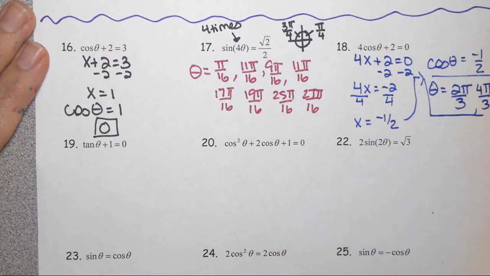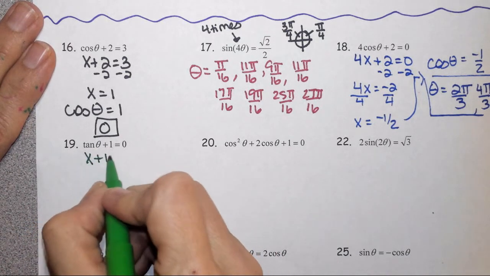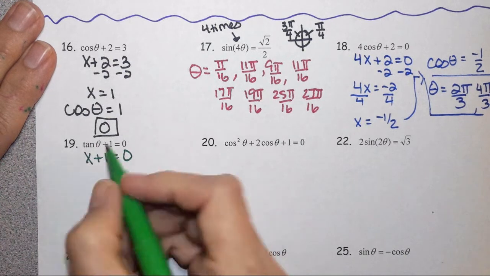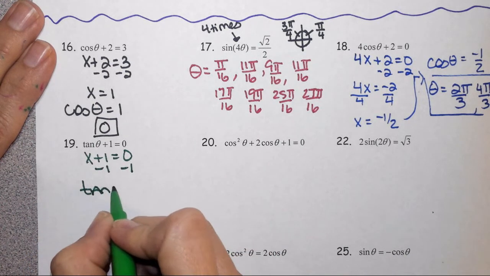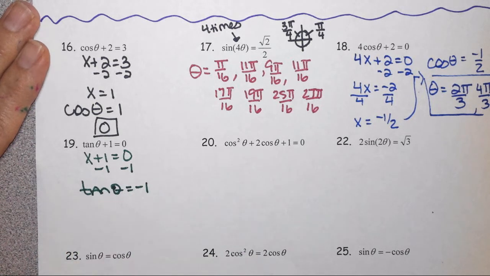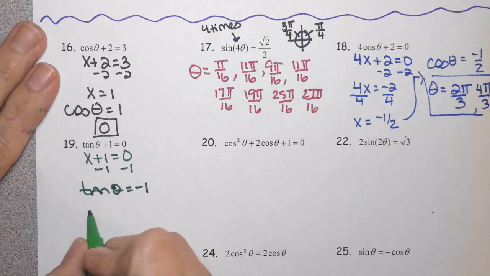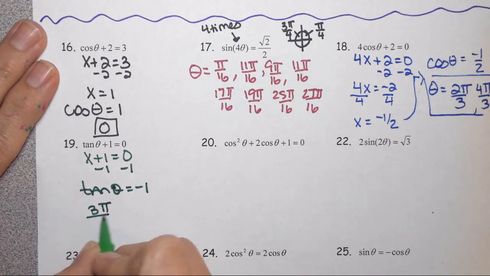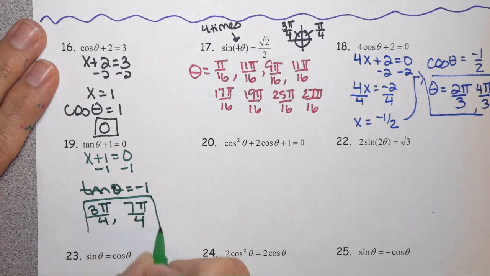All right, number 19, still a nice and easy one. Change tangent to x plus 1 equals 0. I'm going to subtract 1 from both sides and get tangent theta equals negative 1. So I go to my circle, and I'm looking for where does tangent equal negative 1. It equals negative 1 at 3 pi over 4 and 7 pi over 4.